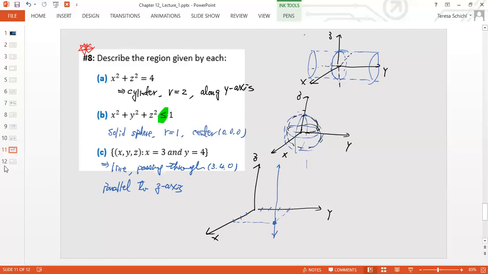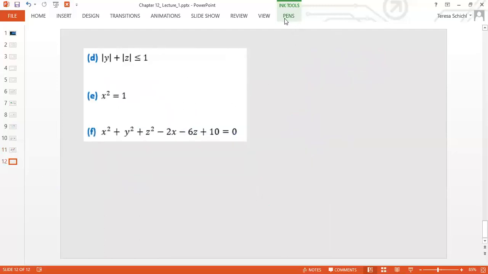So now let's take a look at the other ones here. y plus z less than or equal to 1. Let's see what this one is. We're missing the x, so whatever graph we have has to be parallel to the x-axis, right? That's what we learned from these sections on x, y, z. So for y plus z, I'm going to bring the y and z dots. If I only look at y and z, I only look at y plus z.